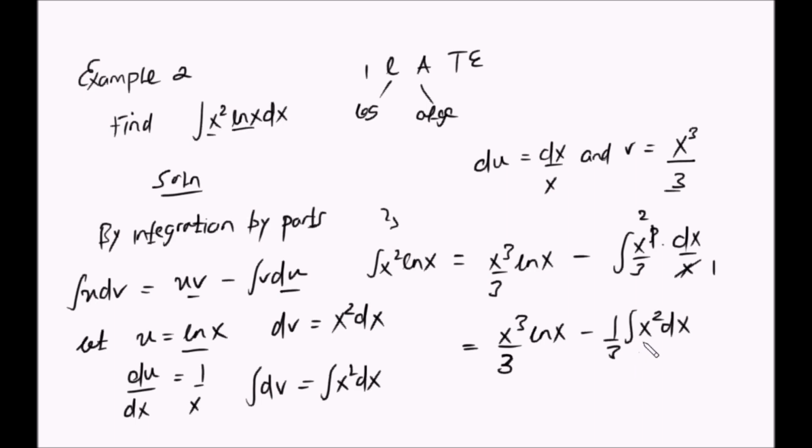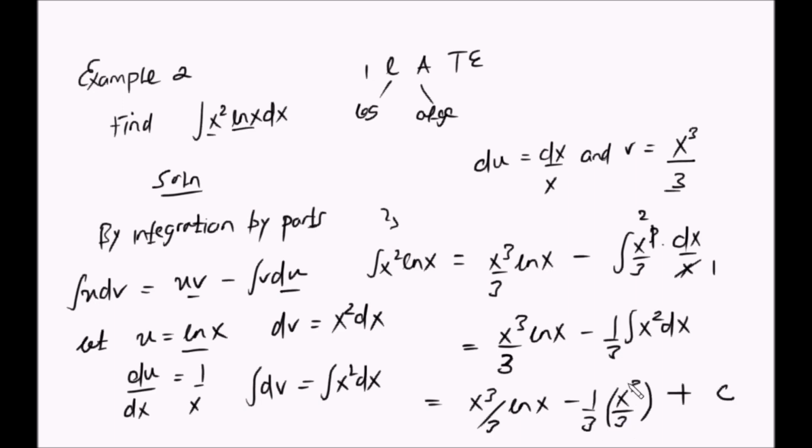So when I integrate, you can see here it becomes x cube over 3 ln x minus 1 over 3. So integrating x square I get x cube over 3. We have done that before here. So now I have finished, I can put plus c. So 3 times 3 is 9.